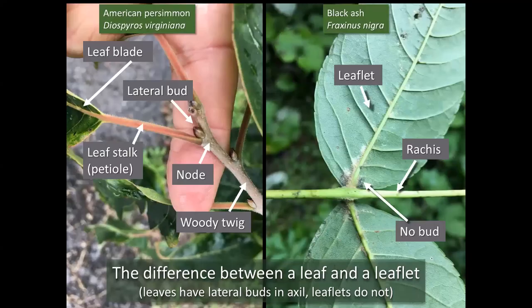Well, that begs the question, how do we tell the difference between a leaf and a leaflet? Because the tree of heaven almost looked like a branch, right? So here is an American persimmon twig on the left, and a black ash leaflet on the right. The big difference is that leaves all have lateral buds, right there in the little angle or axil where the petiole meets the woody stem. At that point, we call that the node. The axil is the upper angle between the leaf stalk and the woody twig. In contrast, over on the right, the leaflet is attached to the rachis and has no bud in that little angle.